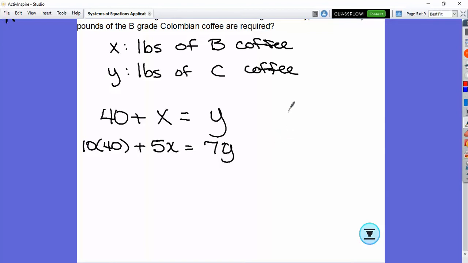All right, I have my equations. So are we ready? Substitution would probably be the easiest. 10 times 40 is 400 plus 5x equals 7 times the 40 plus x.